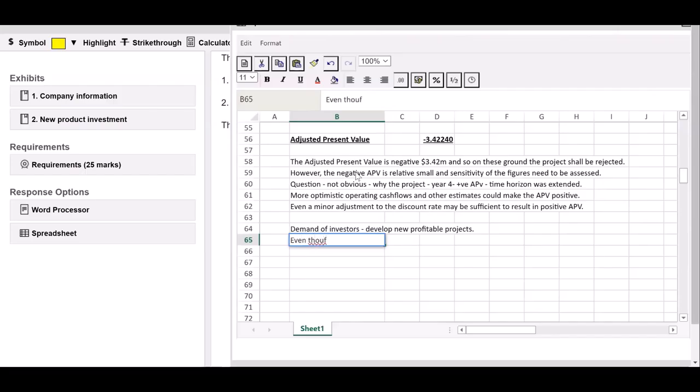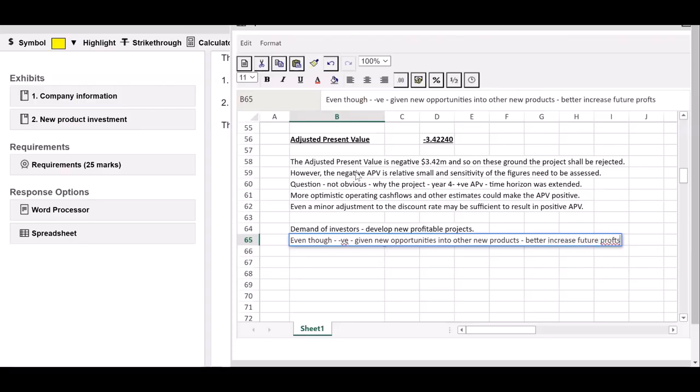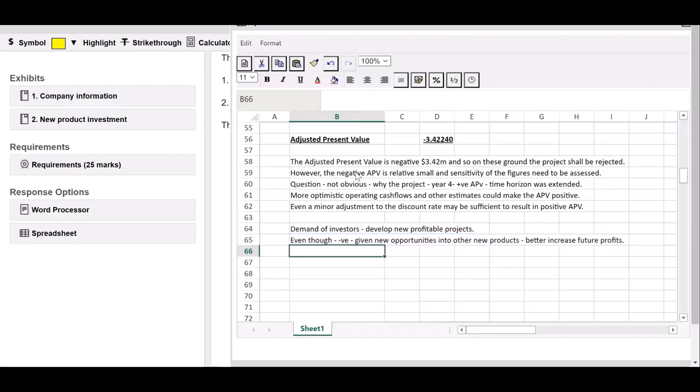Now, even though this one is negative, it might give new opportunities into other new products, and those other new products might give us better, increased future profits. So this is how our comments are supposed to be. Now when you put across your comments like this, you'll be able to fetch maximum professional marks.